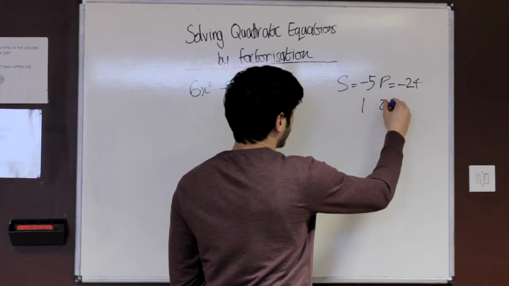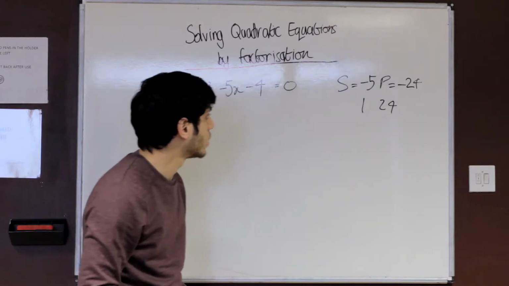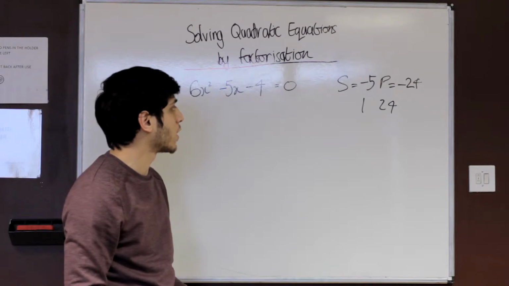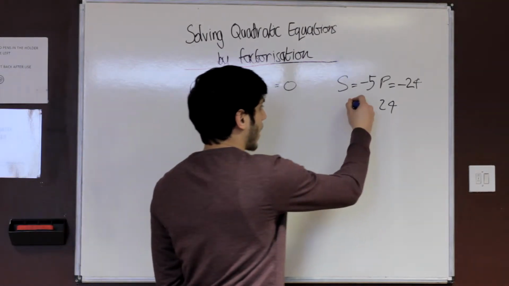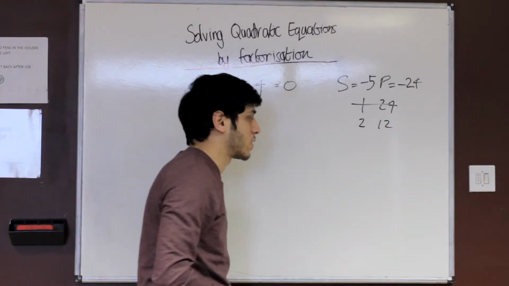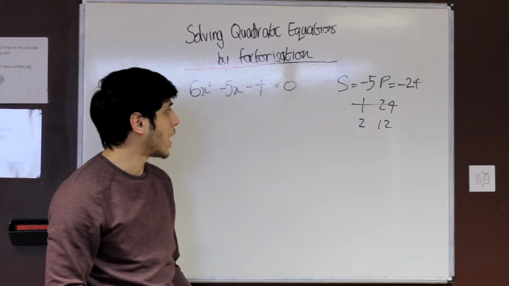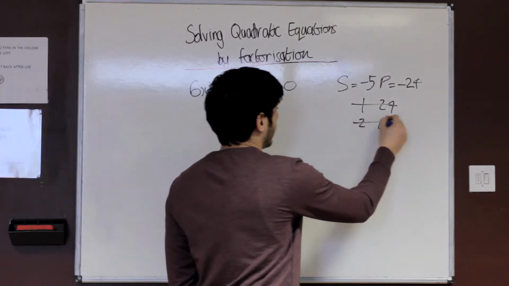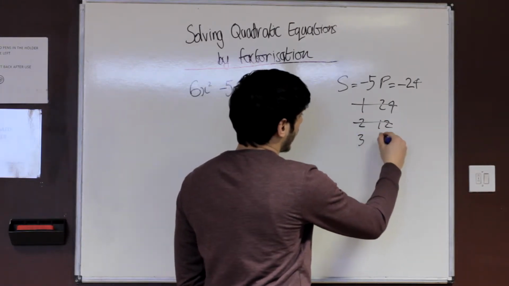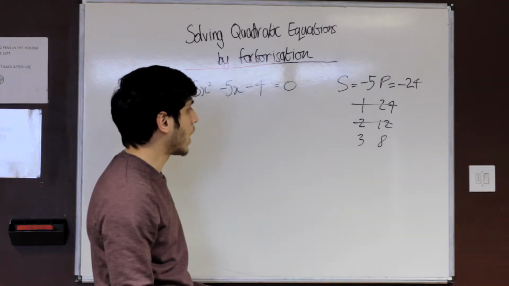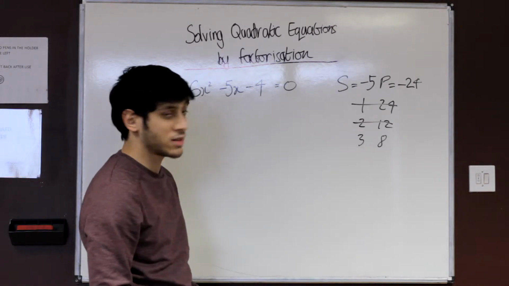1 times 24 gives us 24, but if we were to add or subtract them, it wouldn't give us minus 5, so that can't be it. We got 2 and 12, that also gives us 24, but if we were to add and subtract them, it doesn't give us minus 5. Now 3 and 8, that also gives us 24, but if we do 8 minus 3, it gives us 5, so we can use this.